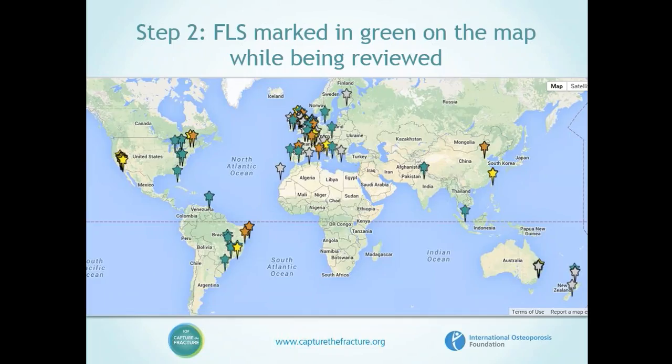The second step is that the FLS is marked in green on the map while being reviewed. So all the green flags or stars you see here are those who are in the program, but they're not yet evaluated. Or some of them may not have sent in their full application yet either.